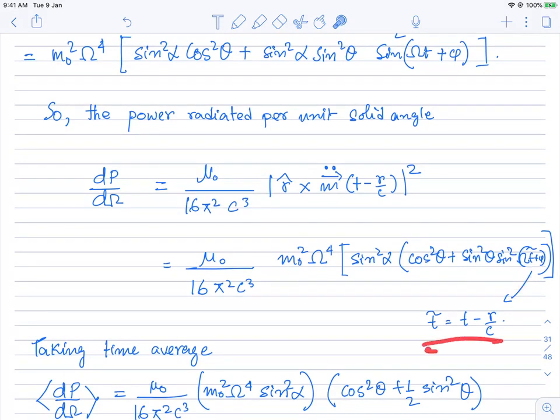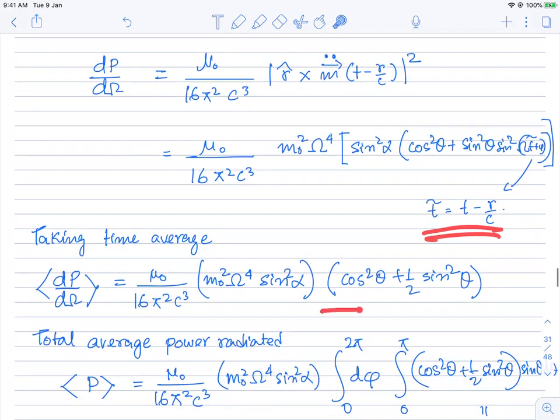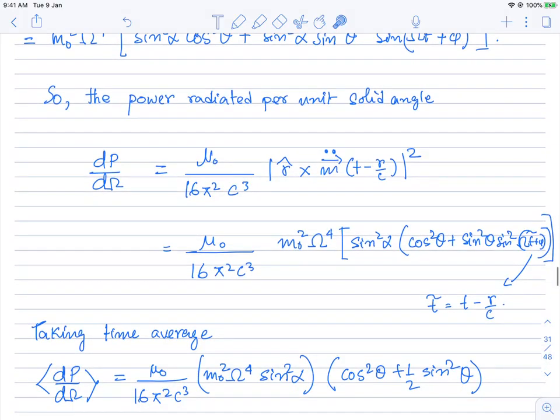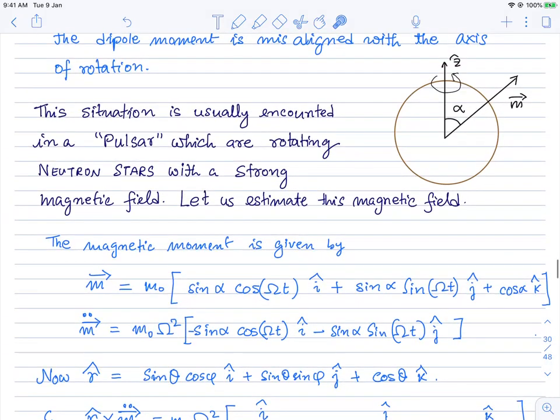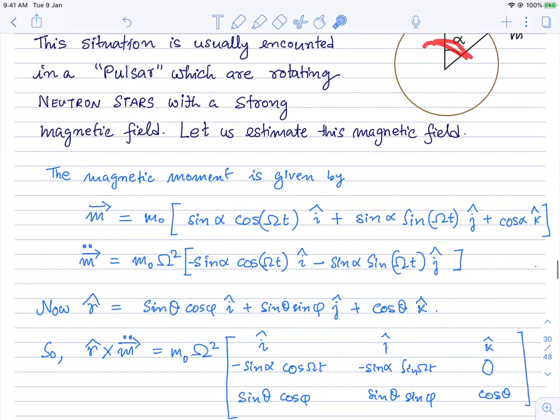This is with respect to retarded time. So you can take the time averaging, and you'd get some angular dependence, which is like this. Again, you see this angular dependence is slightly different from the angular dependence we had before. Okay, and here you have this sine square alpha. This sine square alpha essentially is this angle here. It just enters because it enters the dipole moment.